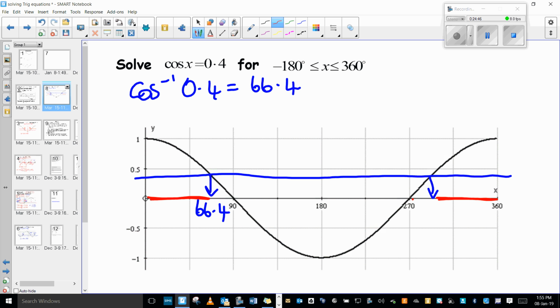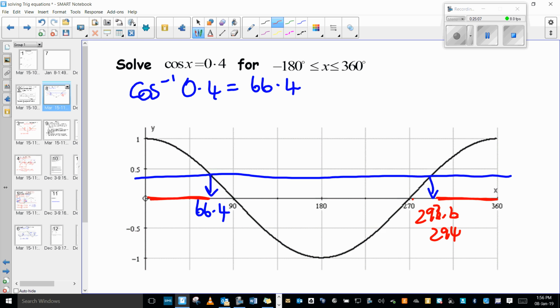And what's that? 293.6. Right, so there are two solutions. Is that it? No. Why not? Negative 180, it goes all the way.